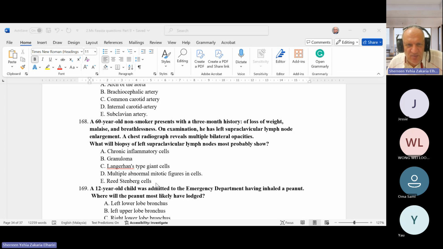Langerhans cells or granuloma or giant cells occur in tuberculosis. Usually tuberculosis is apical on chest X-ray, a cyst or swelling in the apex of the chest. So this is a cancer. So it shows multiple abnormal mitotic figures. Okay.